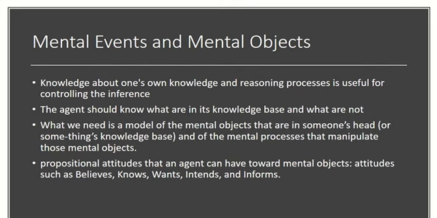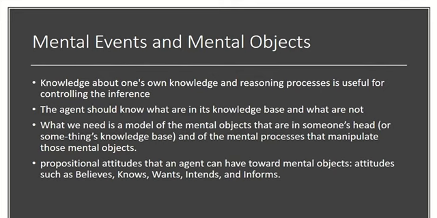Okay, what we need is a model of the mental objects that are in someone's head or something's knowledge base, and of the mental processes that manipulate those mental objects. What it means, for example, is we have certain knowledge about a certain object. Already we have that particular knowledge. Now if we want to predict something, what processes can we apply on the available knowledge? That comes under this particular topic.